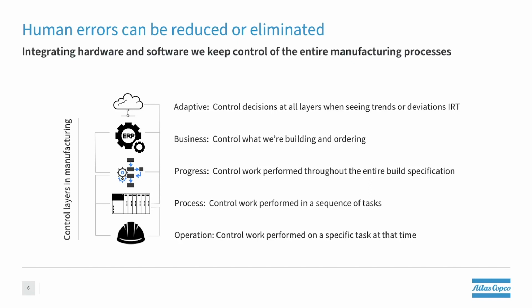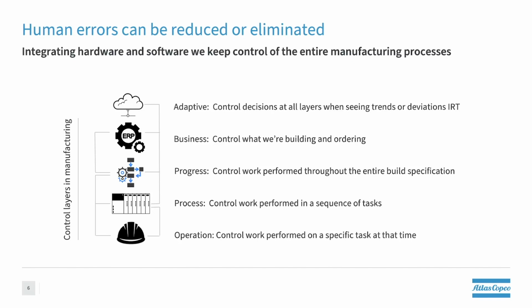This is where we're able to control the work performed by the operator on a specific task at one time. The next layer up is called the process layer, which we're looking to control the work performed within a specified sequence of tasks. Now let's look at the progress layer, which is where we're looking to control the work performed throughout the entire build specification, and this includes the validation of the build performance. This layer is most often handling rework scenarios when errors do occur.